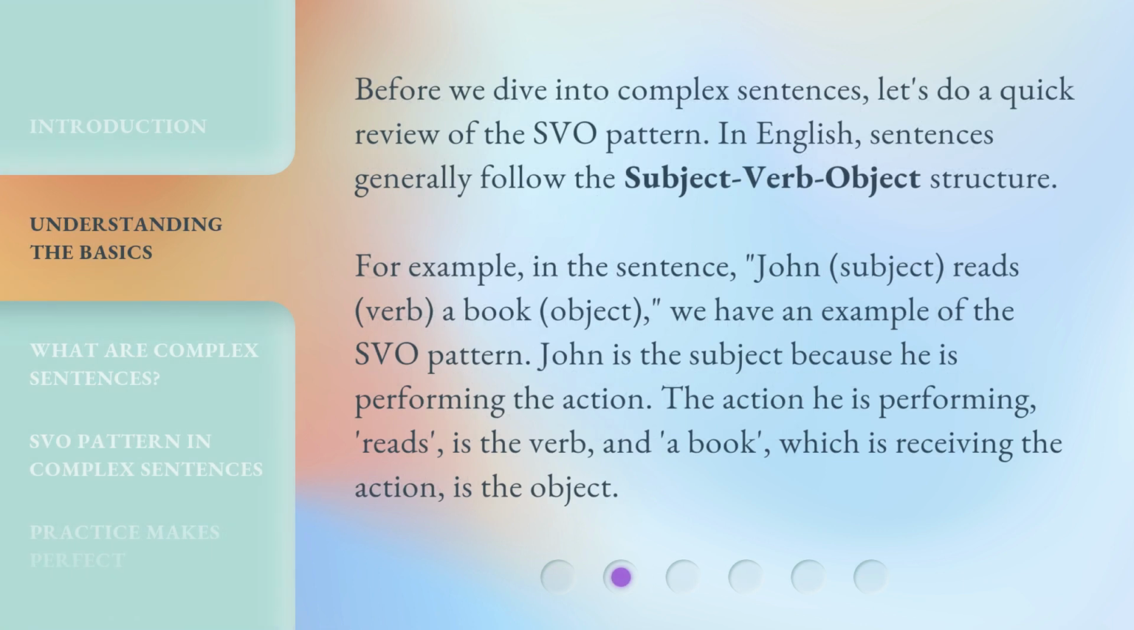Before we dive into complex sentences, let's do a quick review of the SVO pattern. In English, sentences generally follow the subject-verb-object structure. For example, in the sentence "John (subject) reads (verb) a book (object)," we have an example of the SVO pattern.